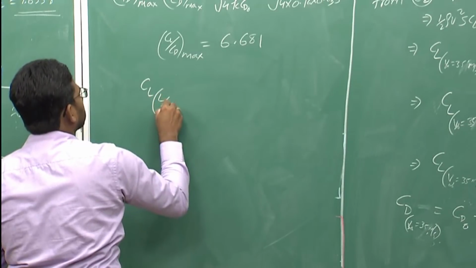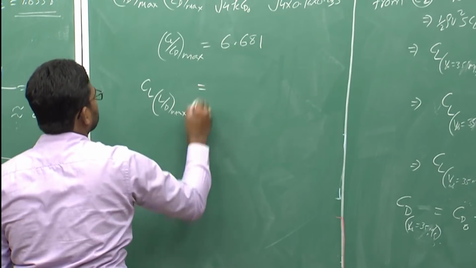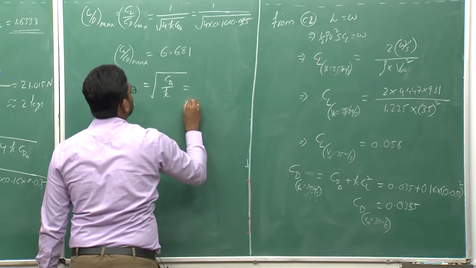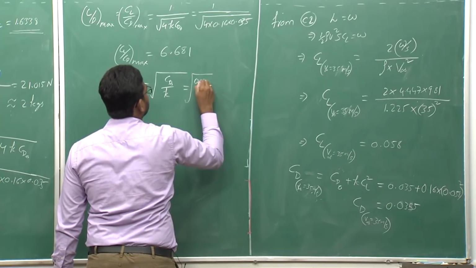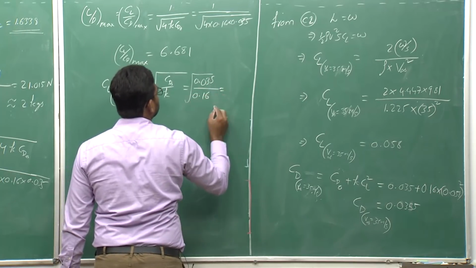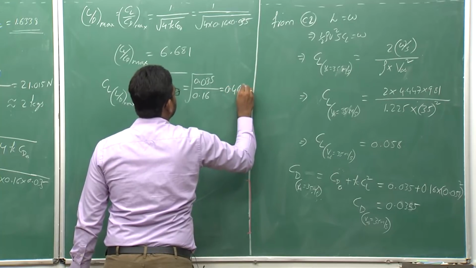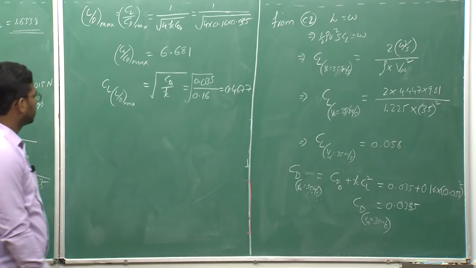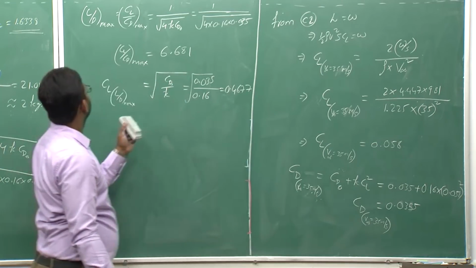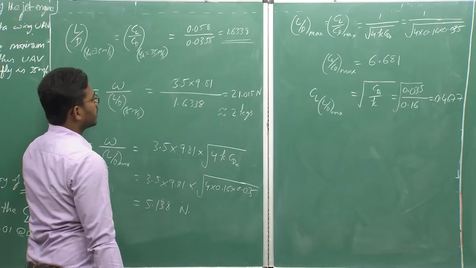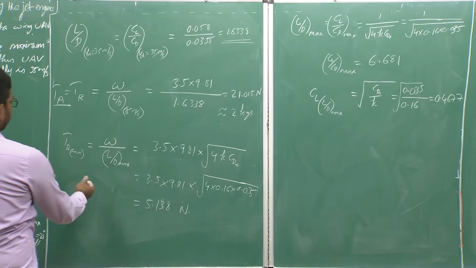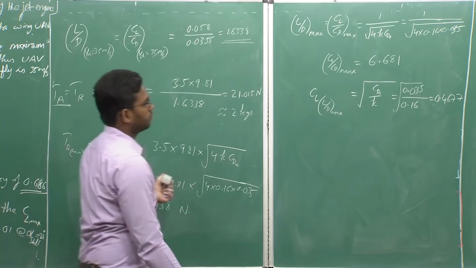CL for L by D max is root over CD naught by K, which is root over 0.035 divided by 0.16, which is 0.4677, right. See, this is the CL for this particular case, and you are flying at minimum velocity. Minimum thrust requirement is like minimum velocity for this flight. Why? Because the corresponding velocity of flight we haven't calculated. Let us look at that, then we can comment on it again.